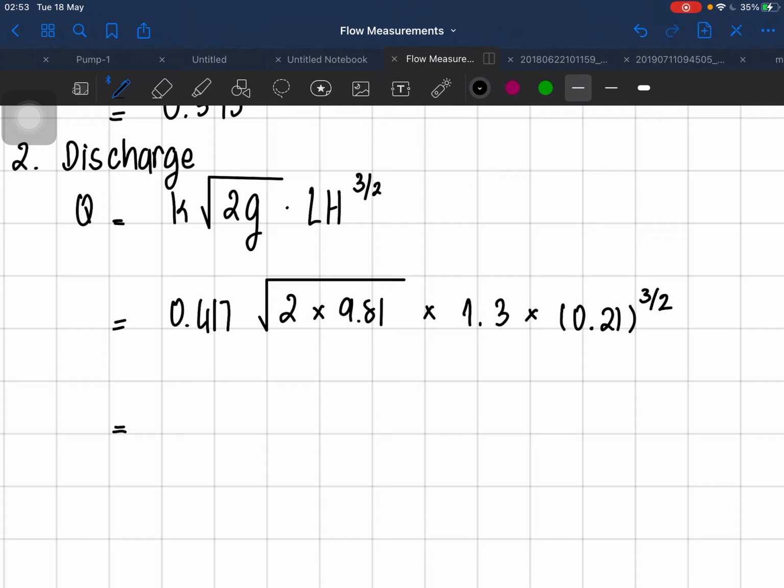Times square root of 2 times 9.81, and then times 1.3 times 0.21 to the power of 3 over 2. The answer is 0.231 cubic meter per second.